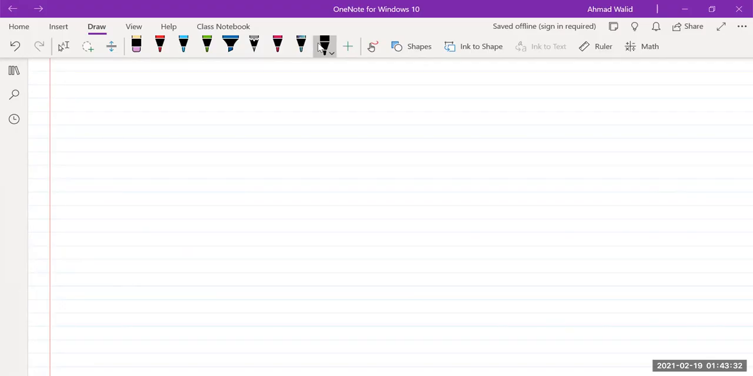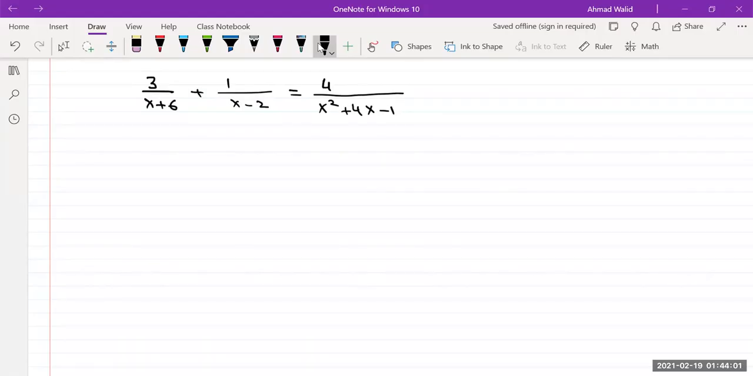3 over x plus 6 plus 1 over x minus 2 equals 4 over x squared plus 4x minus 12. How to solve this equation? Easy. Where to start?